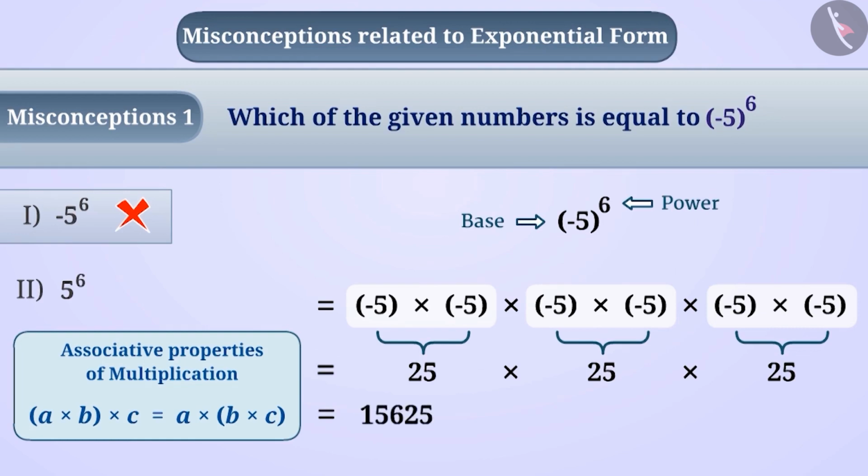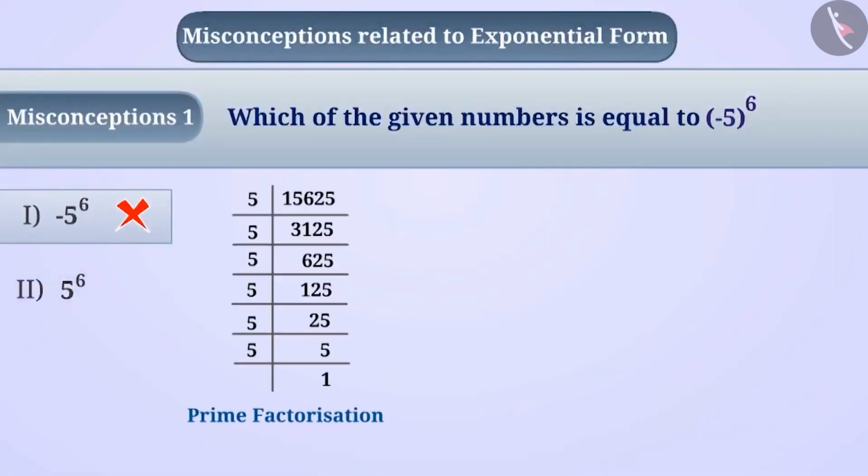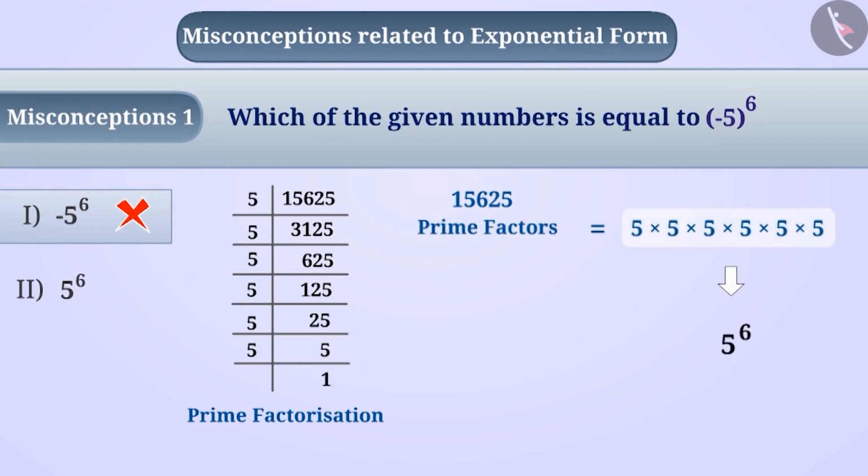If we perform prime factorization, then we will get the prime factors of 15,625, which can be represented as 5 raised to the power of 6 in this exponential form. This shows that (-5) raised to the power of 6 is equal to 5 raised to the power of 6. Hence, the correct answer is option 2.